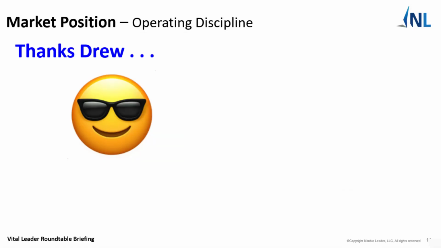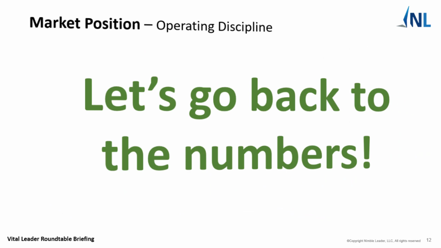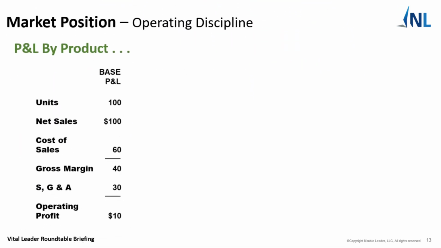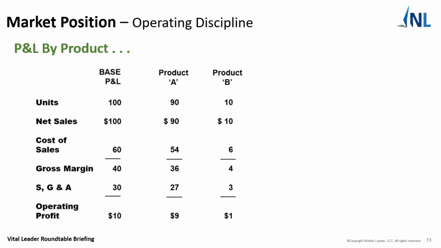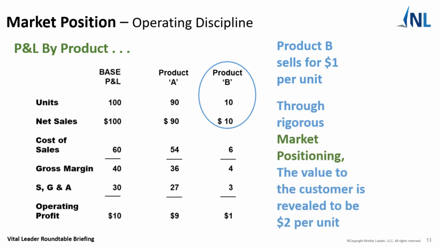Okay? Now, somebody might come to me and say, thanks, Drew, that's a great theoretical exercise, but so what? Why do I really care? Whenever I get this question, I want to go back to the numbers, because it's really, really important. If we go back to that base P&L and we break out that 100 units for this company into product A and product B, we see that with product B, they sell 10 units at $1 a piece for $10. And then they go through a rigorous market positioning exercise and they realize that the value to the customer of product B is actually $2.